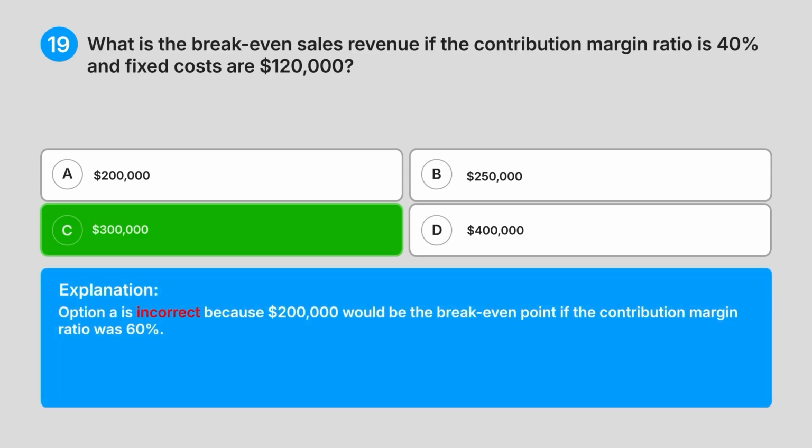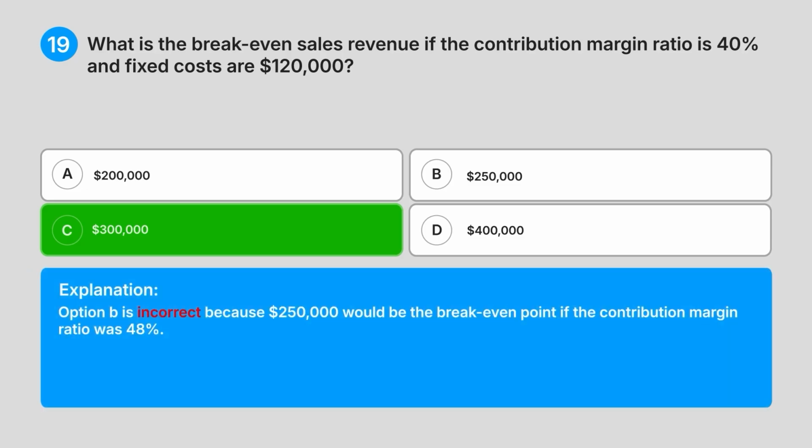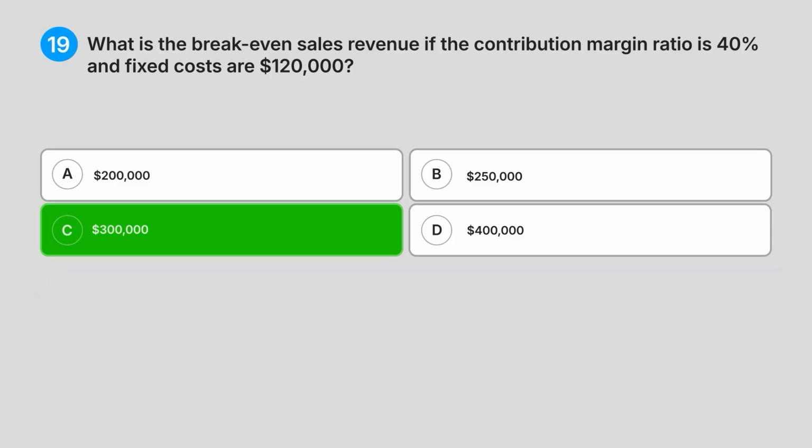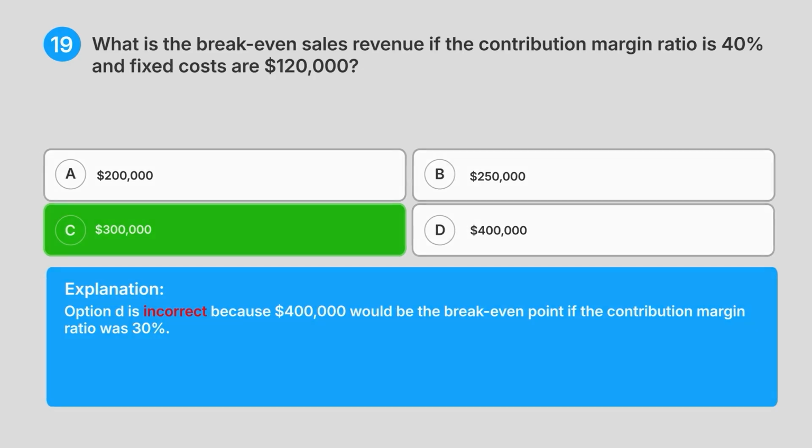Option A is incorrect because USD 200,000 would be the break-even point if the contribution margin ratio was 60%. Option B is incorrect because USD 250,000 would be the break-even point if the contribution margin ratio was 48%. Option D is incorrect because USD 400,000 would be the break-even point if the contribution margin ratio was 30%.